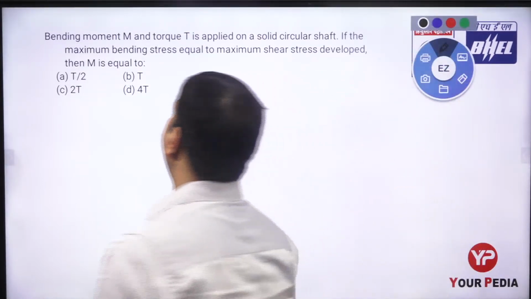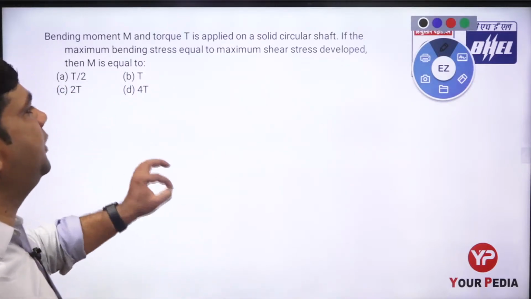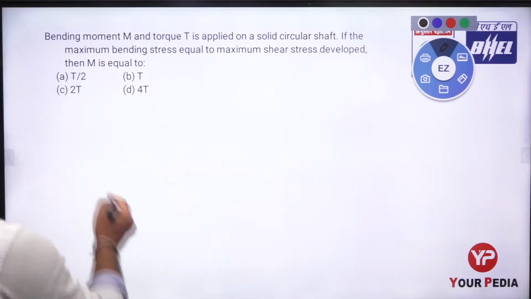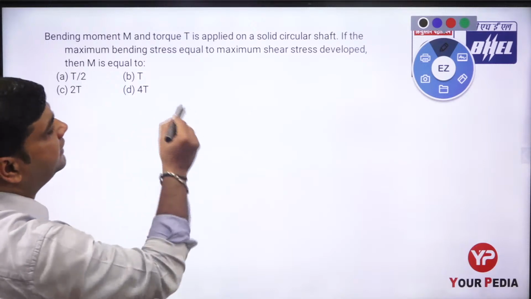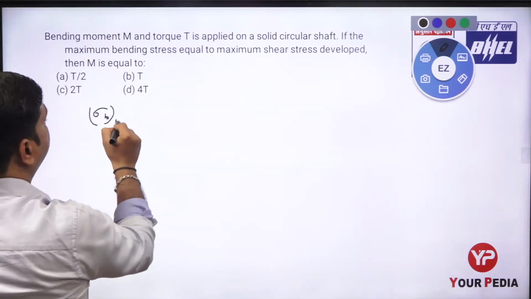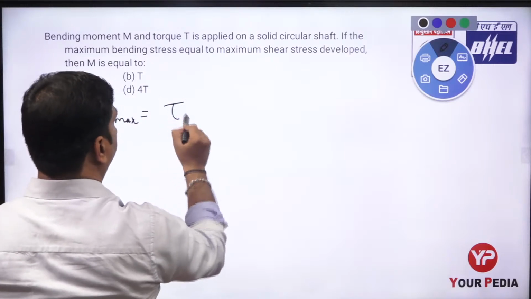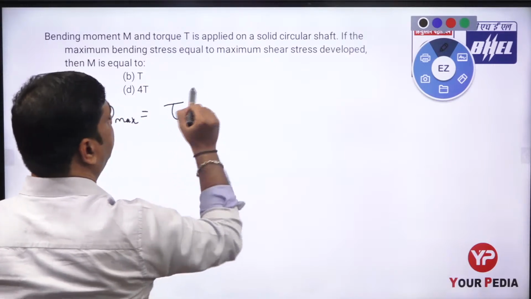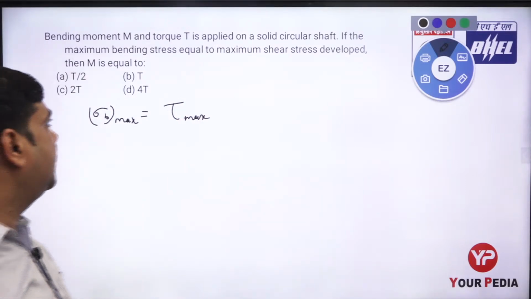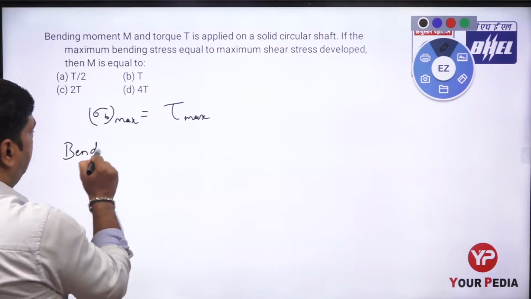A bending moment M and a torque T is applied to a solid circular shaft. If the maximum bending stress equals the maximum shear stress developed, then M equals what? That is saying that the maximum bending stress, sigma B max, equals tau max. This is given. Other things remain the same because both are applied to the single bar. Okay, so I'm just talking about the bending equation.